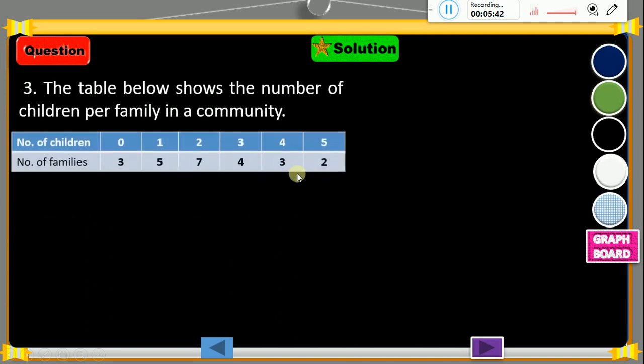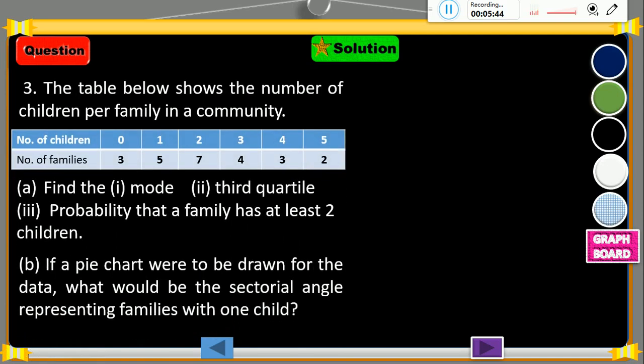Question number 3, May June WAEC 2009. It's on statistics. A, we are going to find the mode. That's the highest frequency. The mode is 2.